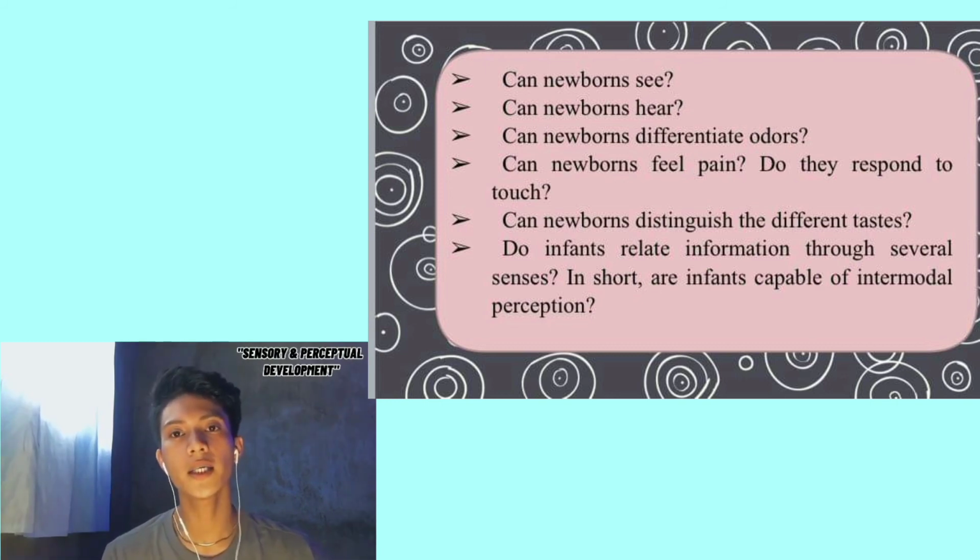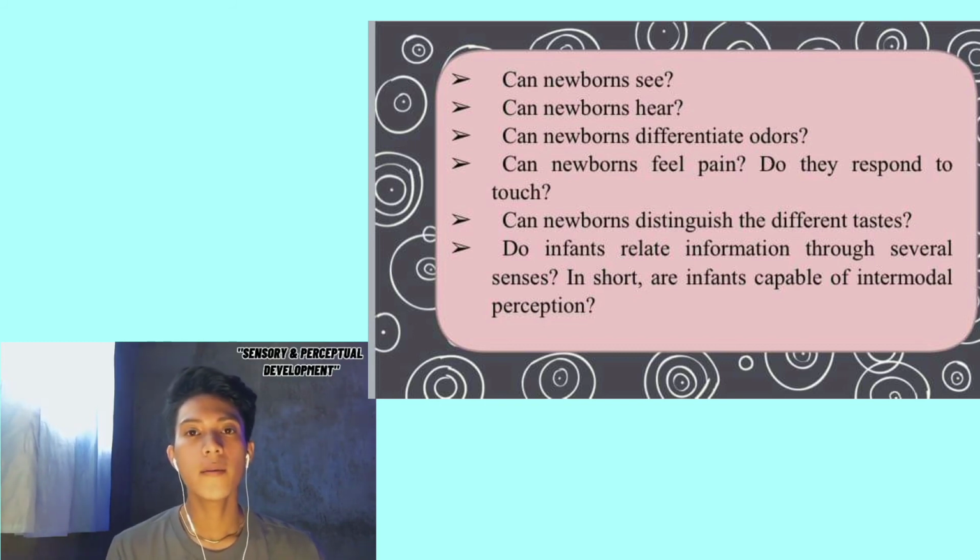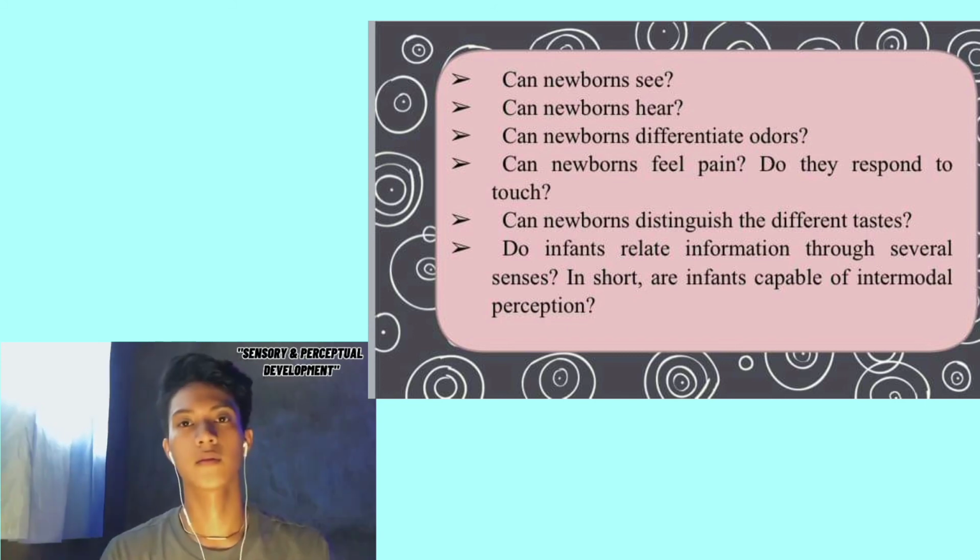So, what are the key features of perceptual development? Perceptual development refers to how children start taking in, interpreting, and understanding sensory input. Perceptions allow children to adapt and interact with their environment through the use of their senses. Children are born with the ability to see, hear, smell, taste, and touch.